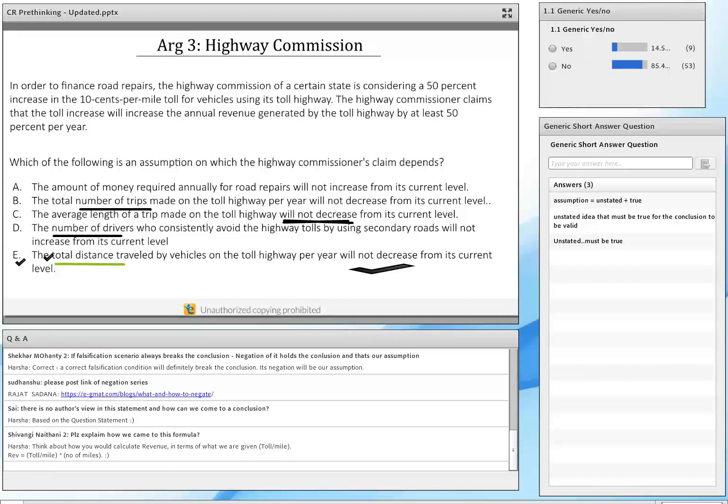Charan says, I feel this question is very easy compared to the former one because it has the math question, but I followed the pre-thinking approach. So Charan, here is something which you have to understand: what you think is easy is not what is easy as per the GMAT.